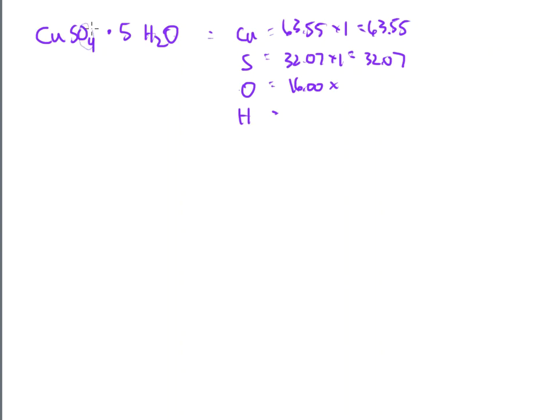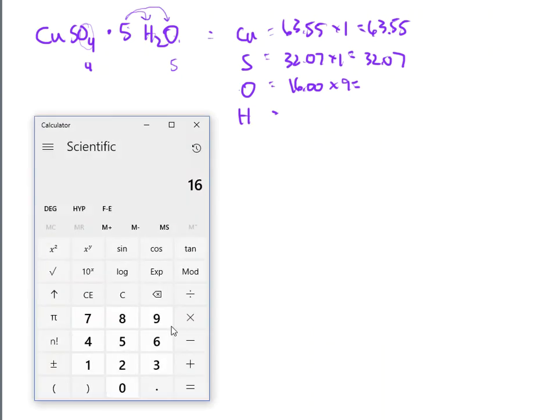So there's 4 that's coming from here, and look, keep this in mind. This 5 in front goes to the hydrogen, and the 5 also goes to the oxygen. So there's 4 oxygen from here. Well, water has 1, but that has to be multiplied by a 5. So another 5 is coming from the water molecule. So 5 plus 4 is a total of 9. Okay. So if I bring up the calculator for those that need it, 16 times 9 is equal to 144.